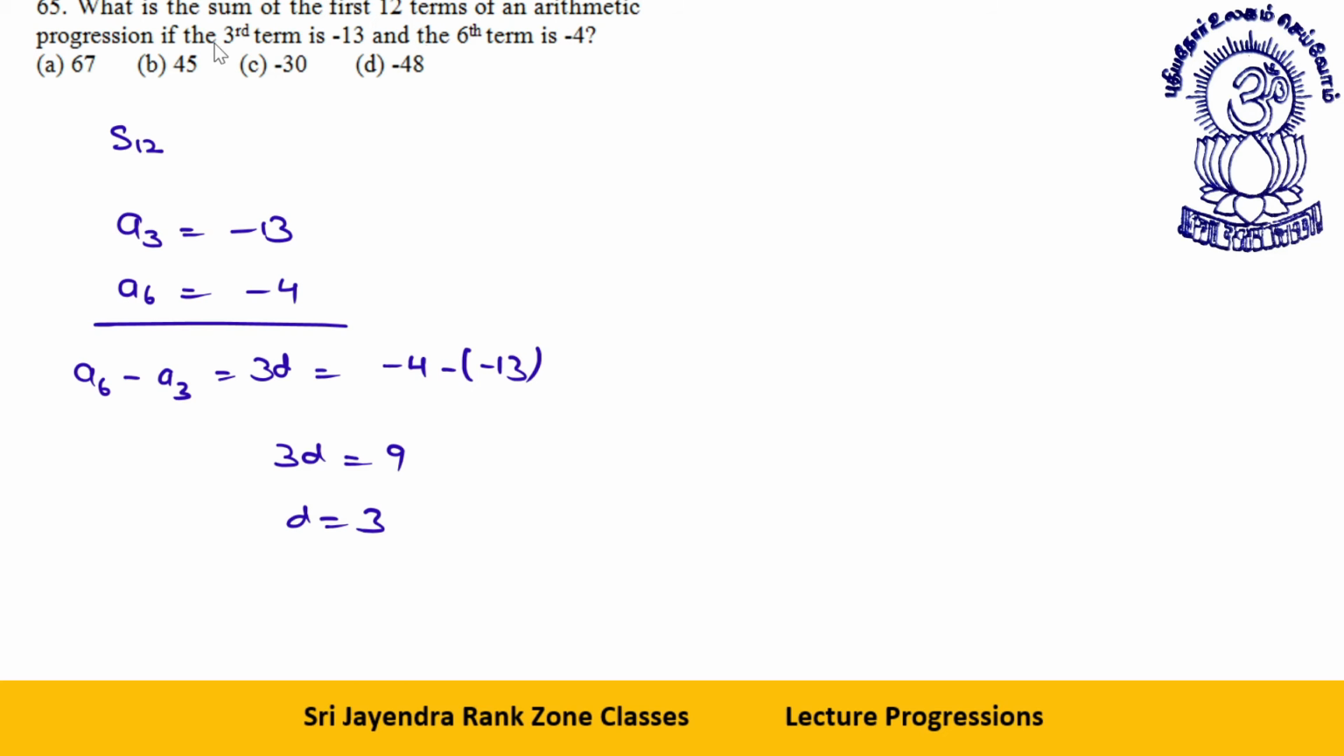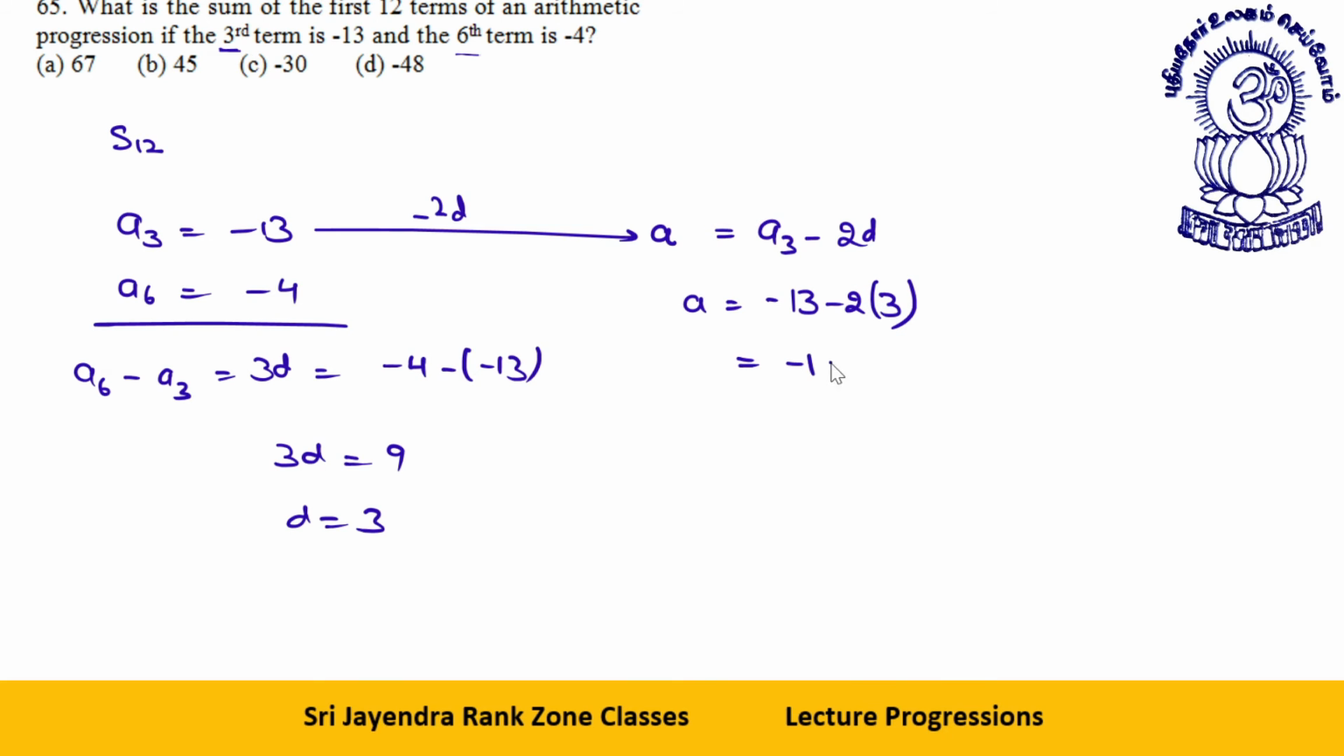Sum of first 12 terms. You are given the third term is this and the sixth term is this. This is A3. From here, if you do minus 2D, you will get A1. A1 will be what? A3 minus 2D. A is equal to minus 13 minus 2 into 3, minus 19. A is equal to minus 19.